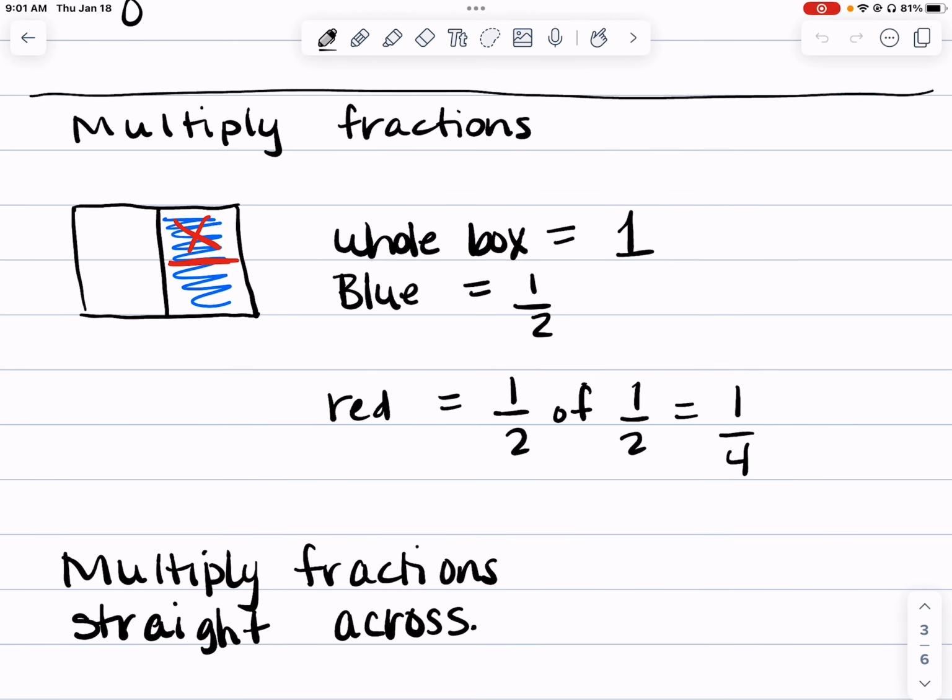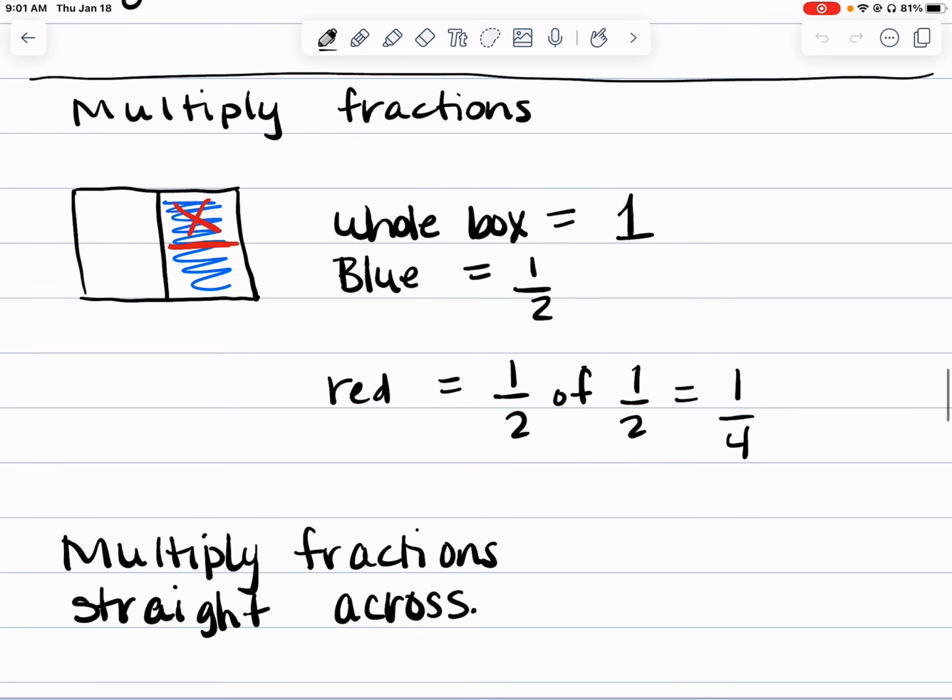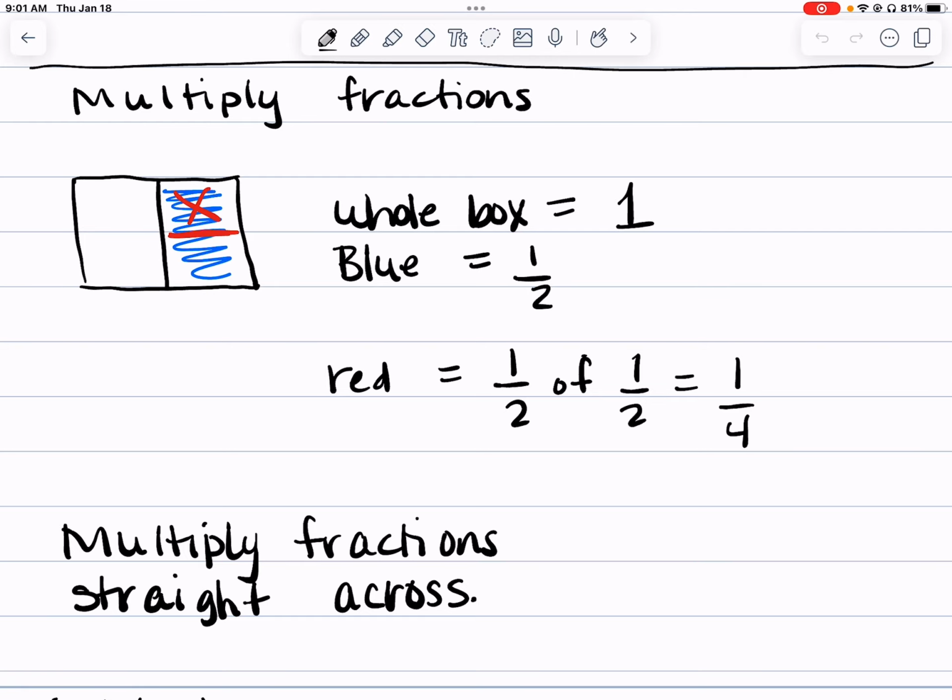Okay, what about multiplying fractions? If the whole box is 1, the blue section is half, and the red section is half of that half. The red is half of the blue. So we know that would be a 1/4 of the whole thing. We multiply fractions straight across. 1/2 times 1/2 is 1/4.